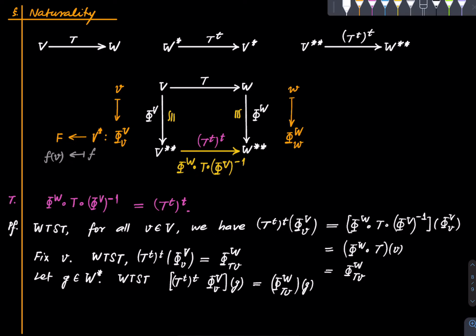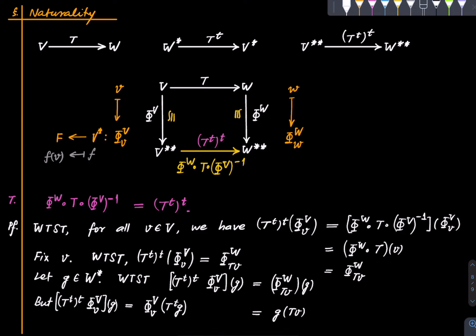So what is this? What is that guy? That is equal to G of TV. That's the definition of this map. So that is G of TV. And what about that guy? T transpose phi V capital V operated on G is equal to, by definition of transpose, this is nothing but phi V super V of T transpose G.